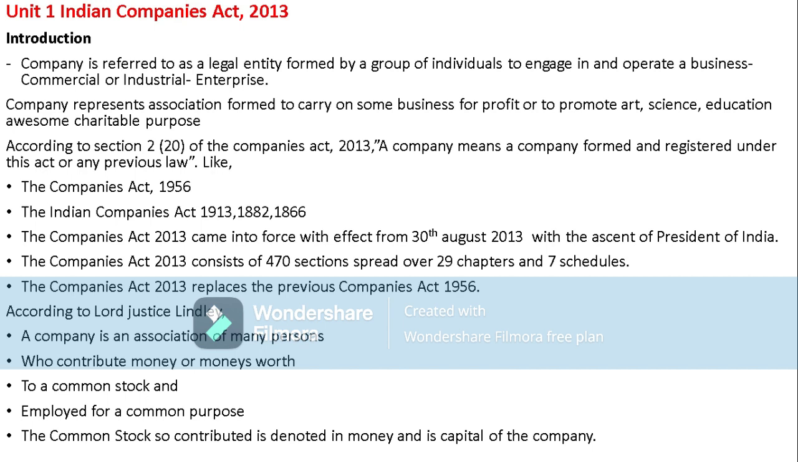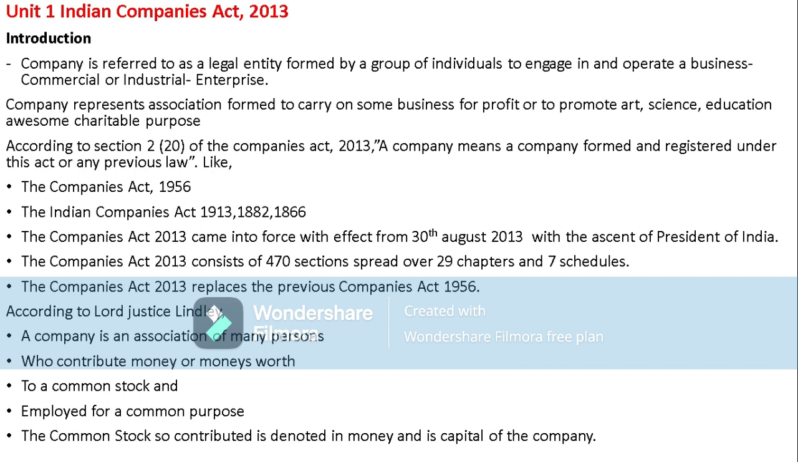So coming to the introduction of the Indian Companies Act 2013, company is a Latin word. The origin of company has been taken from the Latin word, which means com plus panis, which gives the meaning together bread. It means an association of persons who took their meals together. The actual meaning is that one.